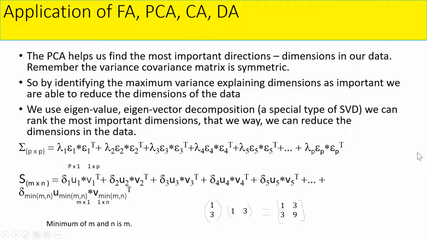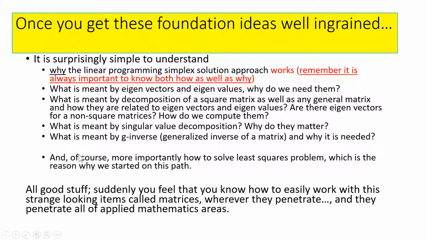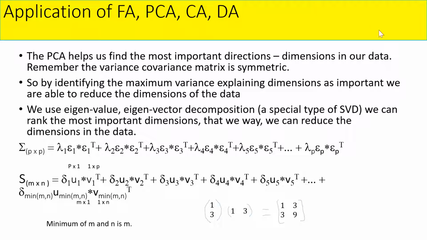Excellent. And what value does lambda give, sir, in E1 lambda E1 transpose, the transpose of that eigenvector? Lambda tells you the strength of the dimension. Okay. In the case of the 1.57, 0.99. Yes. Okay. Thank you, sir.